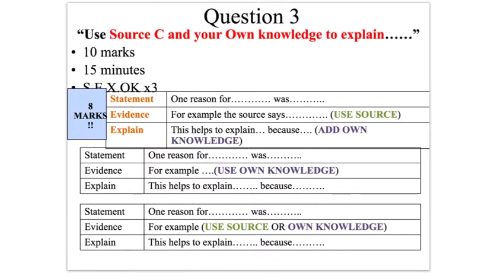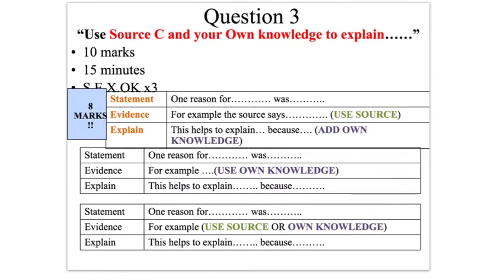So how would we structure this answer? It's 10 marks. You've got 15 minutes. Statement, evidence, explain, including own knowledge, times 3. And don't forget that direct reference from the source is needed, as this is a source work question. So statement, evidence, explain. One reason for this point, the explain point, was, for example, the source says, this helps to explain because, and adding in your own knowledge. This will then get you 8 marks. One statement, evidence, explain, one well explained point gets you 8 marks.